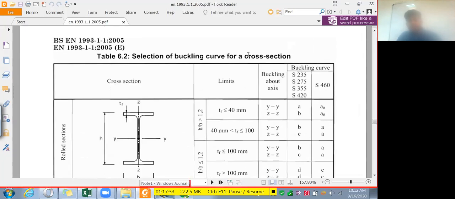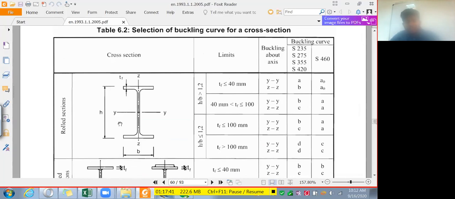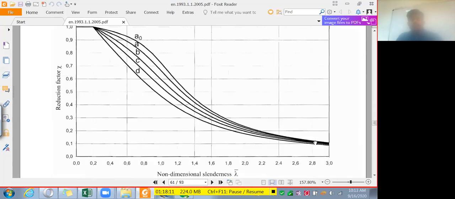Selection of buckling curve for a cross section. Here, if you look at an I section, a rolled section, if your h over b ratio is greater than 1.2, you have to refer to these two. If your h over b ratio, that is the height over the breadth, is less than or equal to 1.2, then based on the thickness of the flange, you can choose the curve. So it's very easy to choose the curve. Once you have chosen the curve, if you know lambda bar, you can obtain approximately the reduction factor.